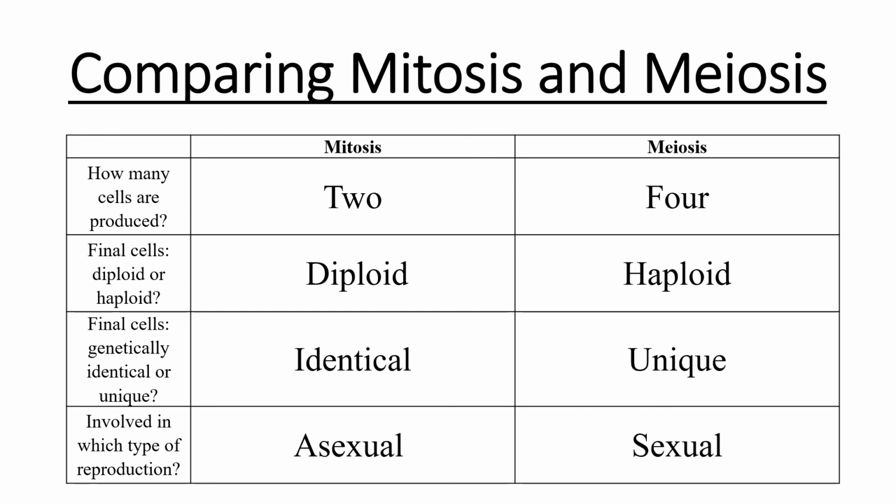You can see here we're going to compare mitosis to meiosis. In mitosis, we only have 2 cells that are formed, whereas in meiosis, we have 4 cells. That's because the process happens twice.